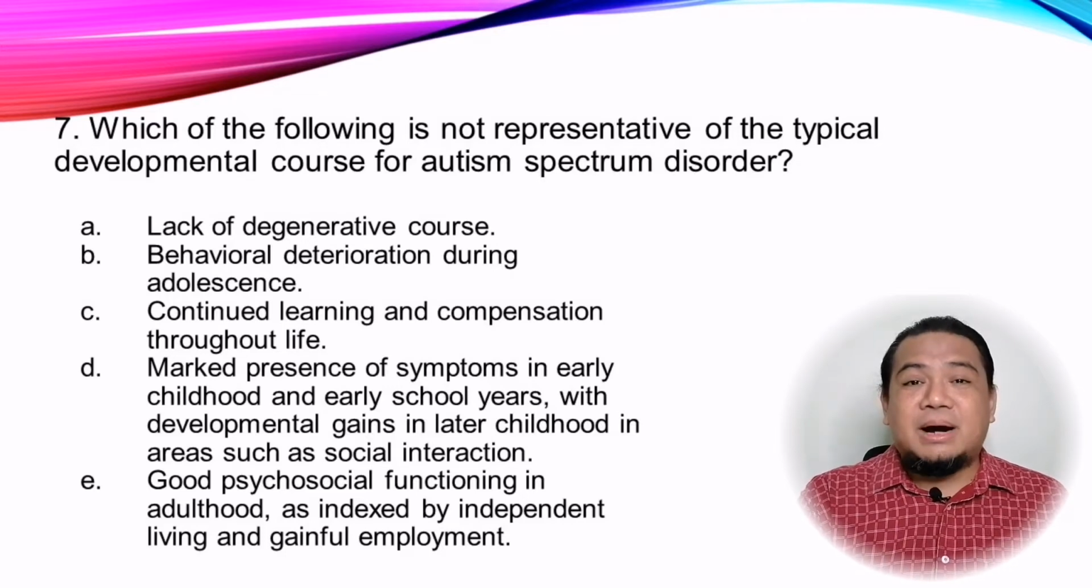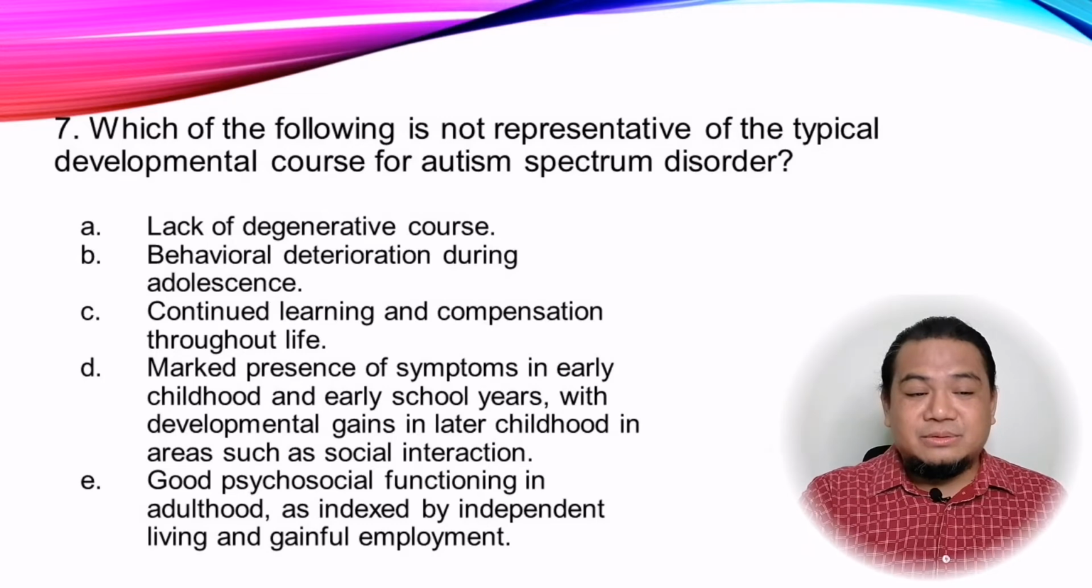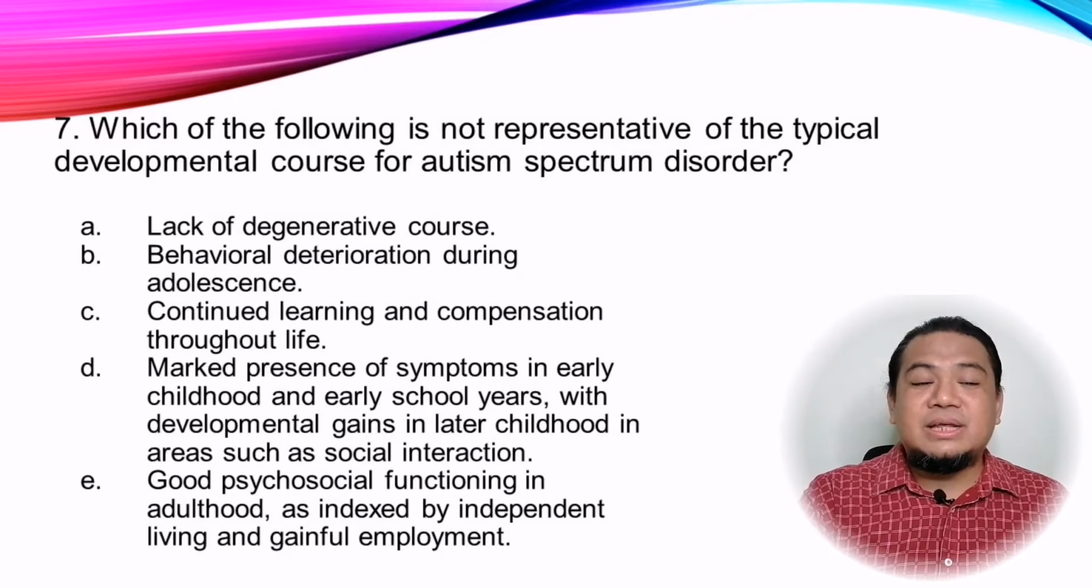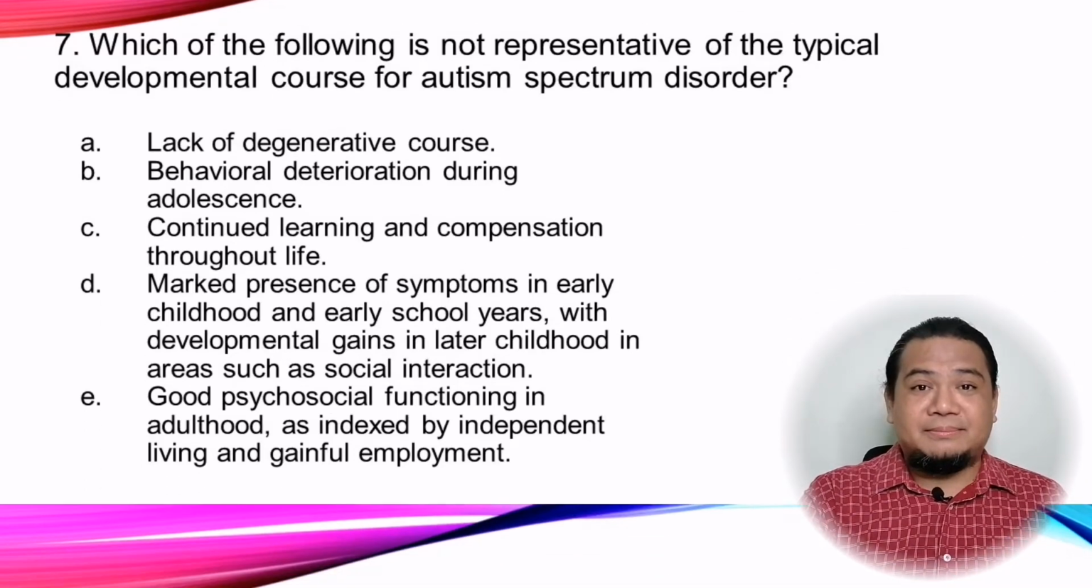Letter D, marked presence of early symptoms in early childhood or early school years with developmental gains in later childhood in areas such as social interaction? Or letter E, good psychosocial functioning in adulthood as indexed by independent living and gainful employment?